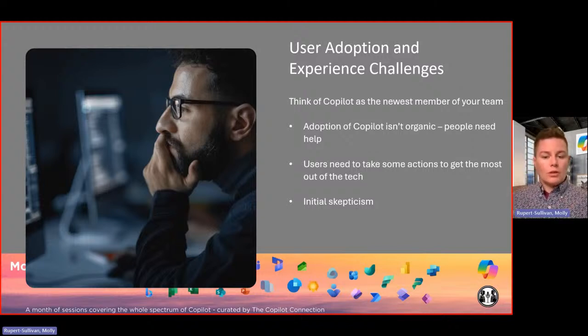There are some actions that they're going to need to take. And then the third is that there is a bit of skepticism in the ecosystem, and we need to manage for that. Addressing the first of these is pretty easy. Adoption isn't organic, people need help.